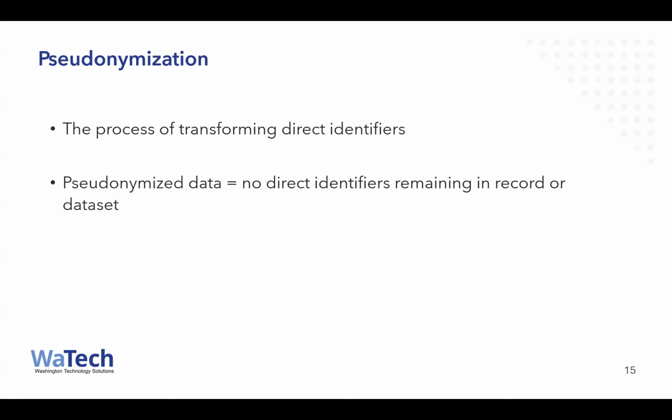Before we get to de-identification, the first stop here is to talk about pseudonymization. This is the idea where we're not transforming all of the identifying information. We're simply transforming the direct identifiers. So pseudonymized data means there are no direct identifiers remaining in the record or data set. This is similar to how we usually encounter this term with something like a pen name, where the real name isn't used. Same idea here, where a common technique is replacing those direct identifiers with randomly generated values that don't uniquely identify the person.